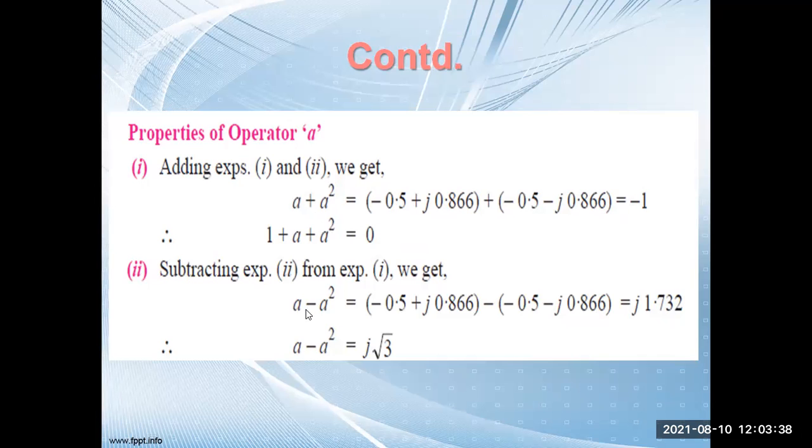Okay. Now another thing is A minus A square. Previously we have added these, now we are subtracting. So A is minus 0.5 plus j 0.866, minus minus 0.5 minus j 0.866. So that means this becomes j 1.732. j 1.732 means this is j root 3. So A minus A square equal to j root 3. So finally, these are the two identities we are getting. First identity is 1 plus A plus A square equal to 0, and second identity is A minus A square equal to j root 3.